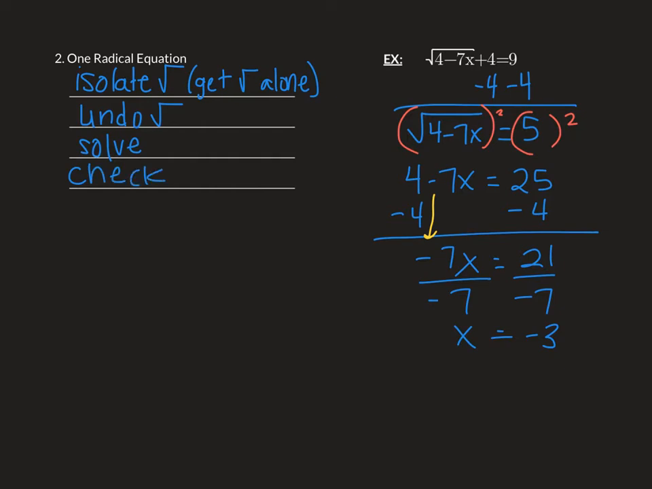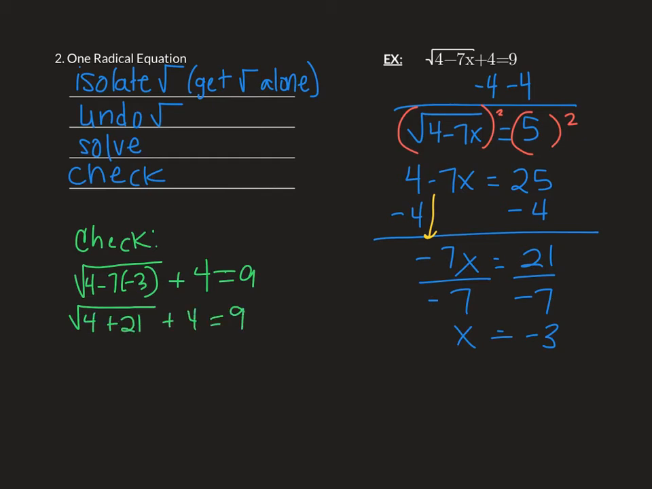And again, if you get proficient at this, this is not one of the problems where we typically have an issue. We'll look at those in just a moment. So I'm just going to quickly check my work. I'm going to plug it into the original equation, meaning not one that I've changed, not one that I've squared, not one that I've done anything else with. So we have 4 minus 7 times negative 3. And then that gives me 4 plus 21 plus 4 equals 9.